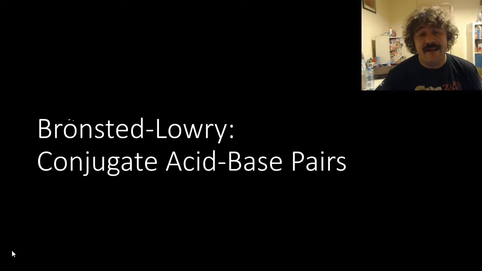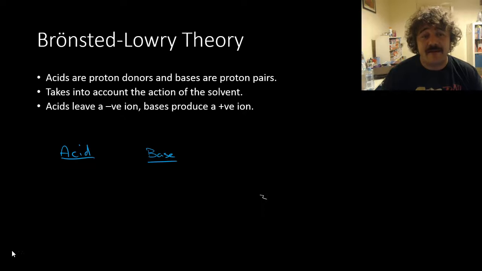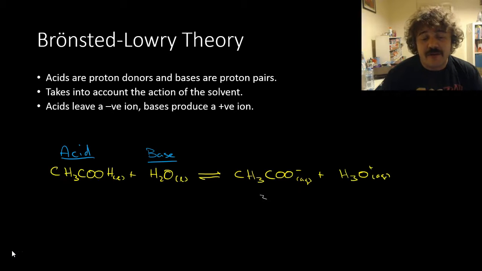Hi, so let's look at another aspect of the Bronsted Lowry theory of acids, and that is the conjugate acid-base pairs. So a quick reminder, Bronsted Lowry theory is acids are proton donors, bases are proton acceptors. Acids leave a negative ion and bases produce a positive ion. And one of the big steps forward of the Bronsted Lowry theory is that it takes into account the solvent and thus the production of hydronium ions. So let's have a quick look at a couple.